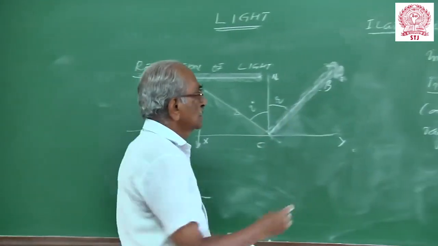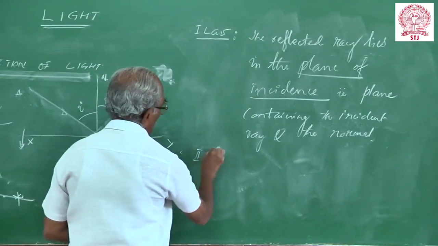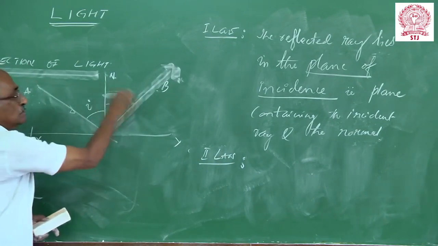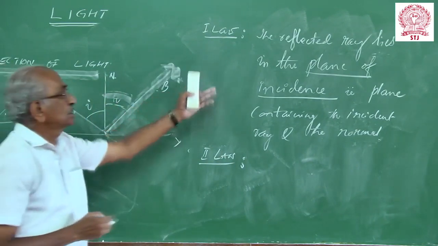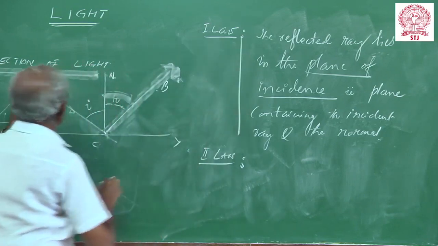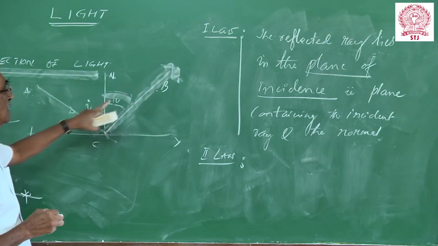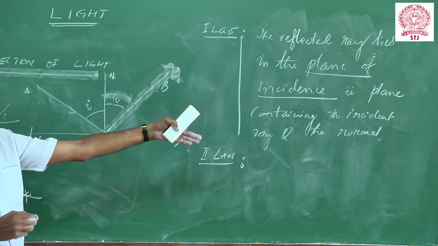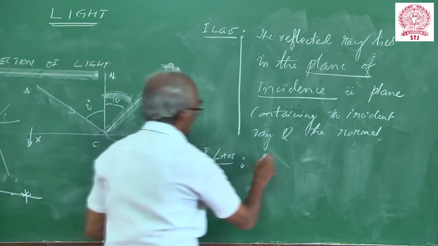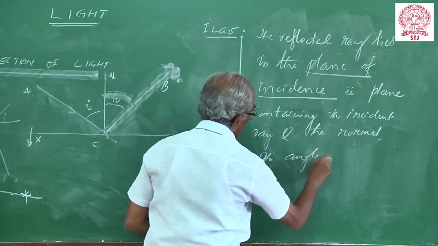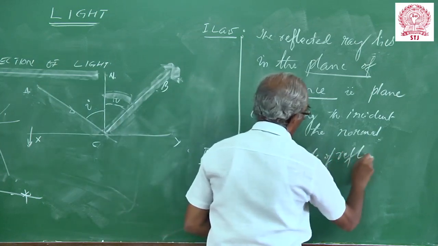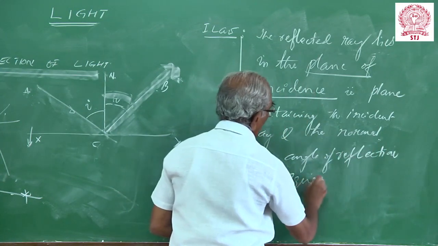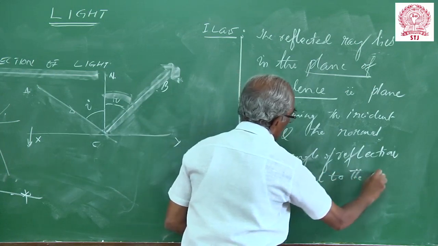So that is one. The second law is, once again, we concentrate on this angle. Now usually this is said like this: the incident ray, the reflected ray, and the normal at the point of incidence lie in the same plane. It means the same thing. But better, the angle of reflection is always equal to the angle of incidence.